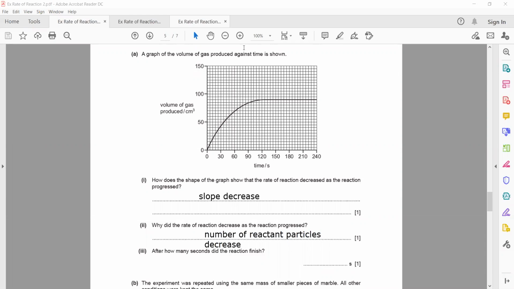How many seconds did the reaction take to finish? Once the volume is constant, you can see at this point the volume starts to be constant. It's a straight line. The volume does not change. So what is the time at which the volume starts to be constant? That time is equal to 120 seconds.